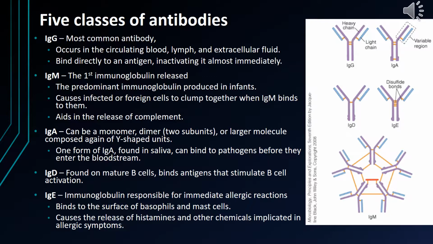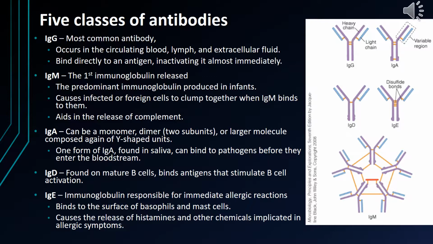So back to the classes of antibody. IgG is the most common type of antibody. It occurs in the circulating blood, lymph, and extracellular fluid. It binds directly to the antigen and activates it almost immediately. The IgM type of antibody is the first immunoglobulin released, and it's the predominant immunoglobulin produced in infants. And I should say it's the first immunoglobulin released during one's lifetime.